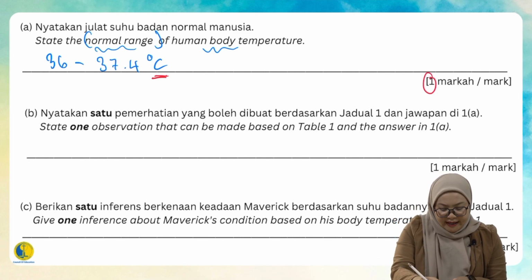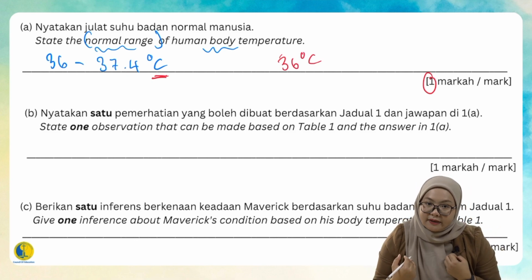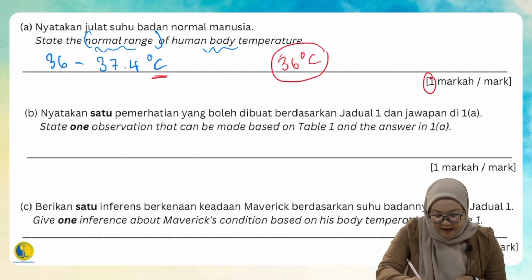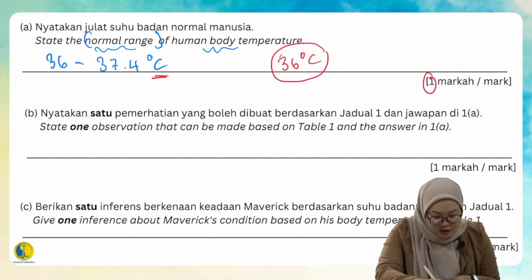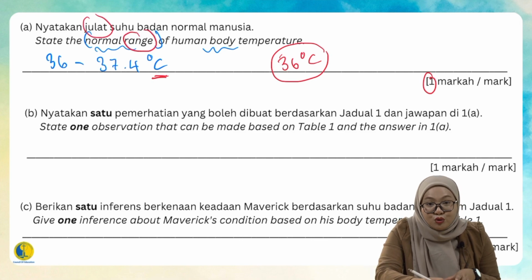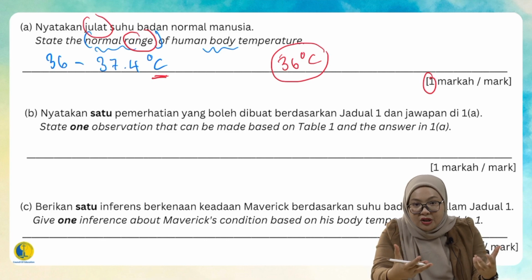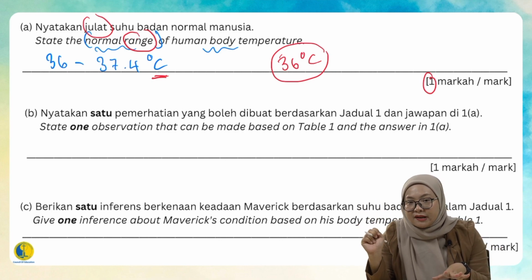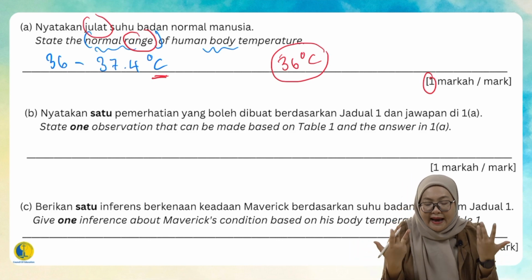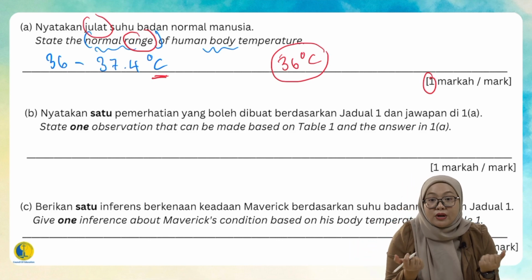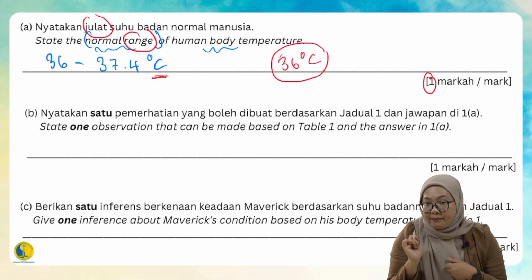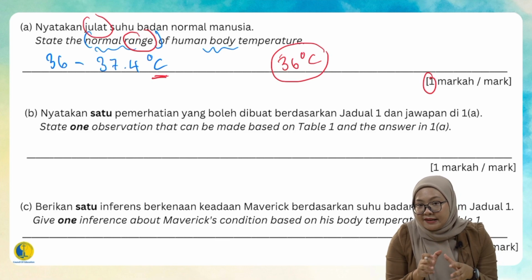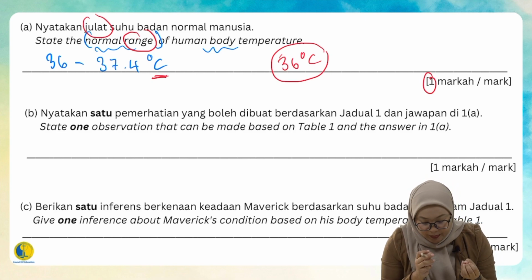Teacher, what if I wrote 36 degrees Celsius? Am I correct? No, guys, 36 degrees Celsius itself doesn't justify a range. The question asks you for a range. In Malay, they ask you julat. Julat or range, you have to put numbers, A to B. At least 2 numbers, 2 values. Okay, settle the first question. 1 mark, remember. Each question in this particular section is 5 marks.